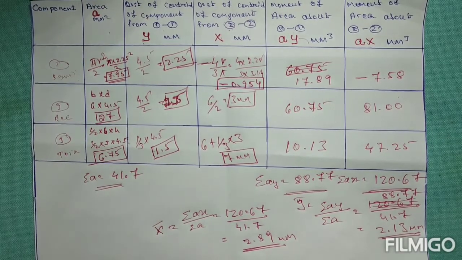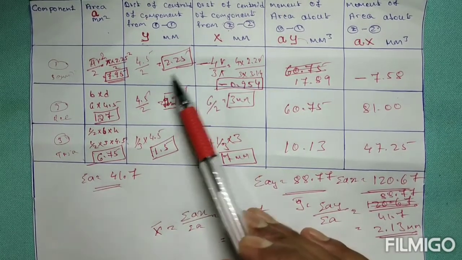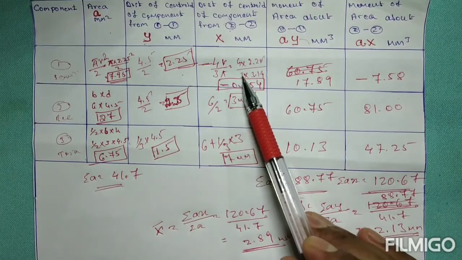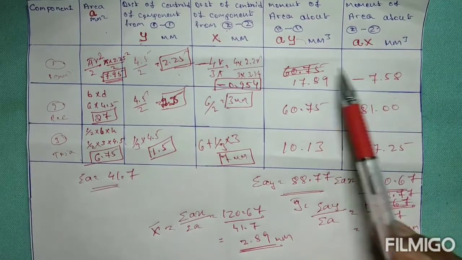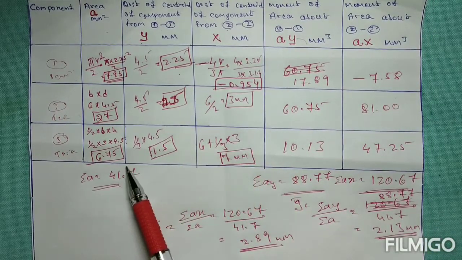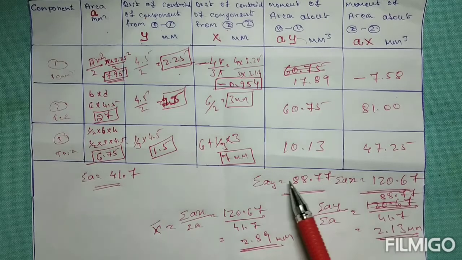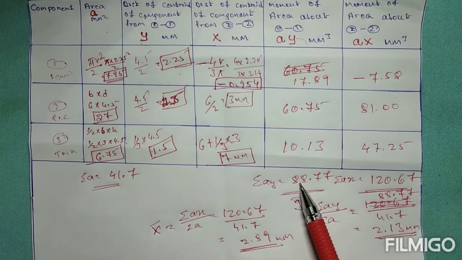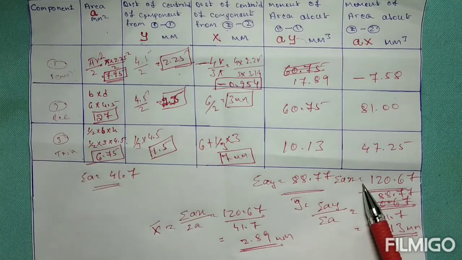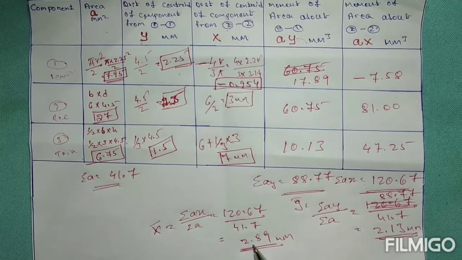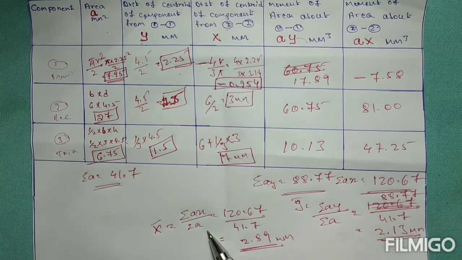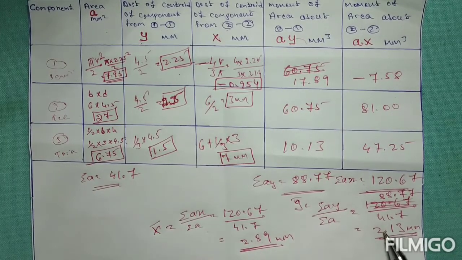So now you can see here. We got the area, y, then x distance, then moment of area along 2-2, moment of area along 1-1. Similarly we got the summation of all the area equal to 41.7, the summation of moment of area along 1-1 we got 88.77, the summation of moment of area along the x-axis, that is 120.67. Similarly we got x bar equal to 2.89, that is summation of ax by summation of area. Similarly y bar we got 2.13, that is summation of ay by summation of area.